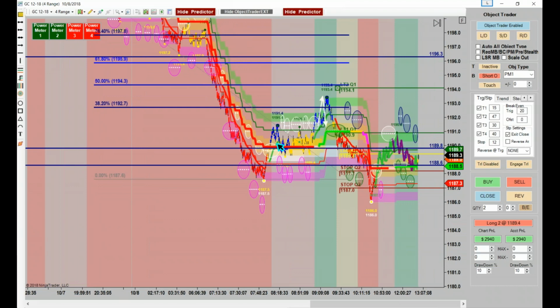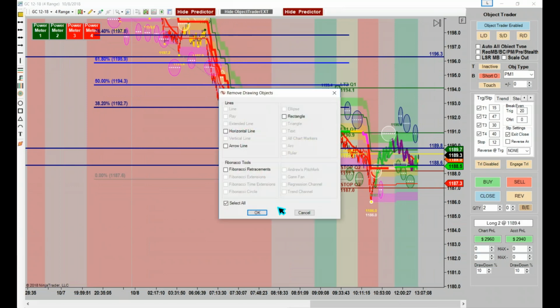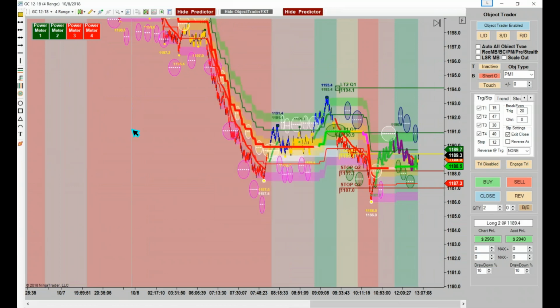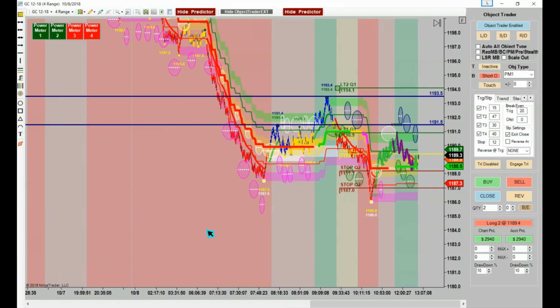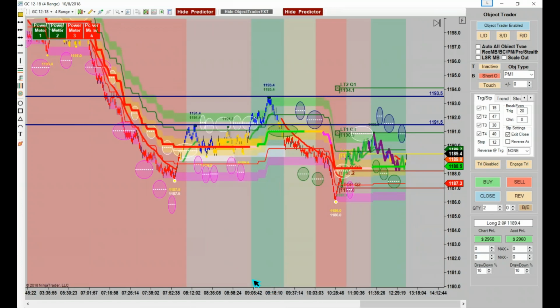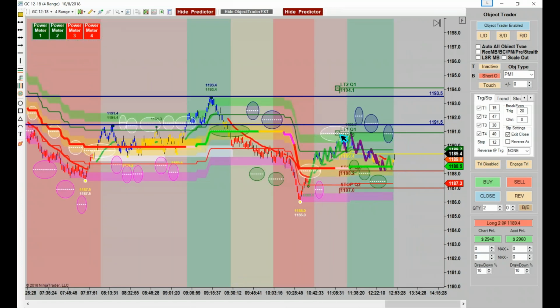You got to swing across here. Let's get rid of these lines and I'll put them back on. You got to swing across here. And you got a top that they've already established right there. Let's see what they actually do.